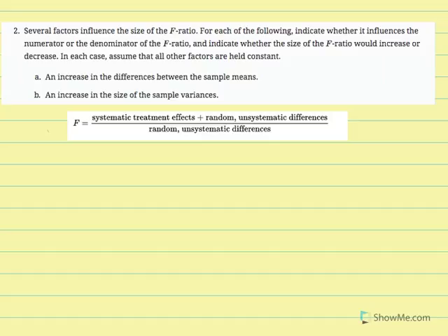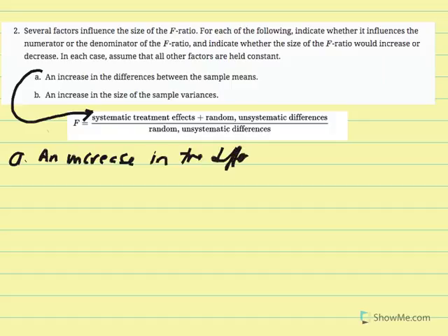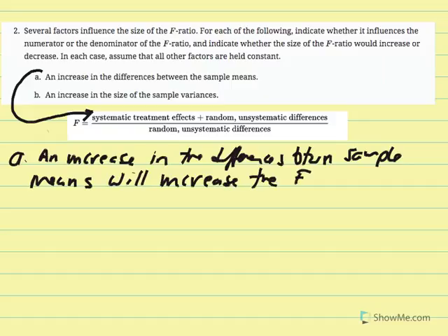The sample means are represented by the systematic differences, the treatment effect, and random unsystematic differences. We want to measure the mean difference between these levels, conditions, or treatments of the independent or quasi-independent variable. So an increase in the difference between sample means will result in a difference in the numerator, because that is what is measured in the numerator, the systematic treatment effects in addition to the random unsystematic differences. Therefore, an increase in the differences between sample means will increase the F statistic.